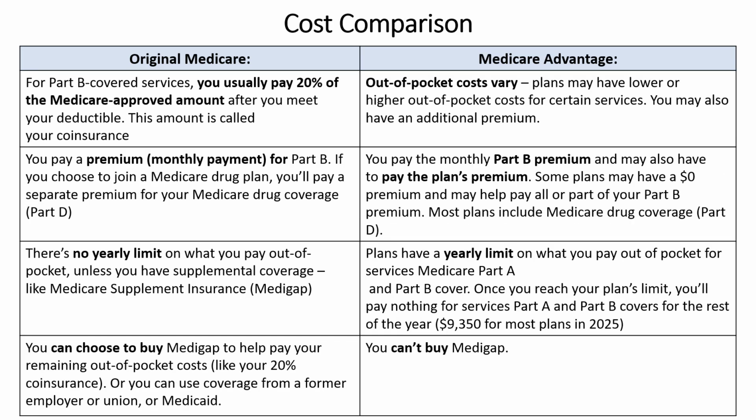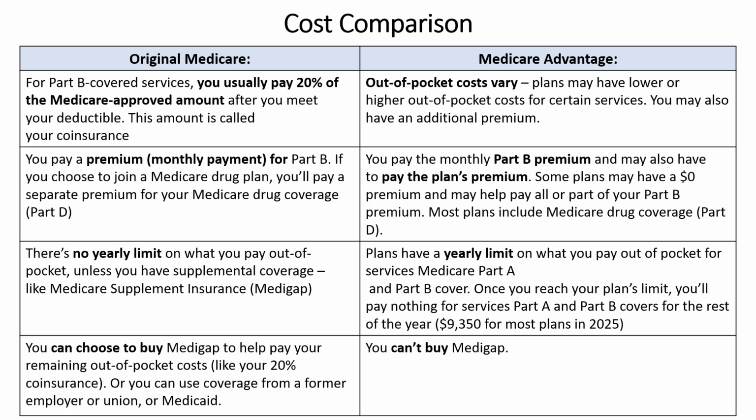With Original Medicare, you usually pay 20% of the Medicare approved amount for Part B covered services after you meet your deductible. This amount is called your coinsurance. You pay a monthly premium for Part B. If you choose to join a Medicare drug plan, you will pay a separate premium for your Medicare drug coverage, or Part D. There is no yearly limit on what you pay out of pocket unless you have supplemental coverage like Medicare Supplemental Insurance or a Medigap policy.